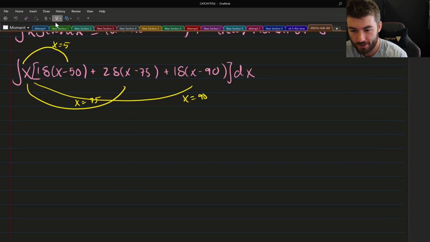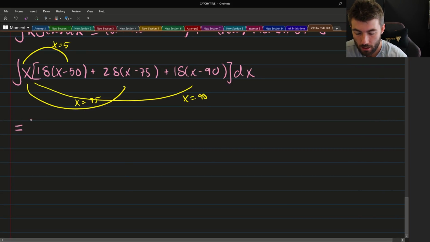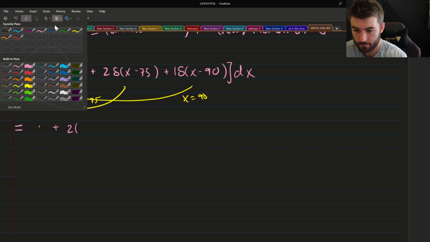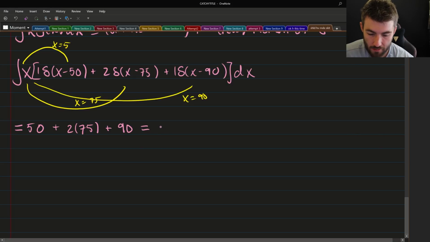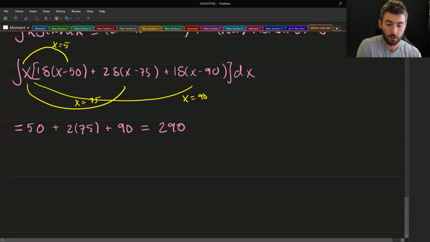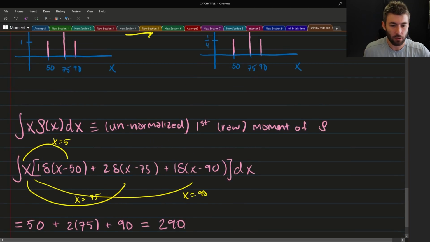So this just gives, well, we have to remember the constant multiples out front. So it's going to be 75 plus 2 times 50 plus 2 times 75 plus 90, which just gives us 290. Great. Again, what is 290? It's the total number of points allotted in the class.